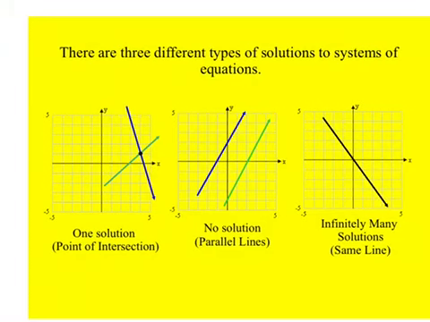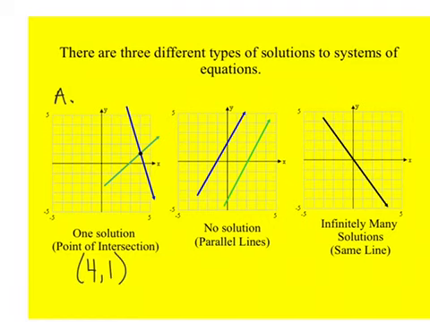We have three different situations that could happen. We could graph these lines and have them cross at one point, like in this example here. If that happens, then we say it has one solution and we write what that solution is. So this would be over 1, 2, 3, 4, up 1. So the solution here would be (4, 1).